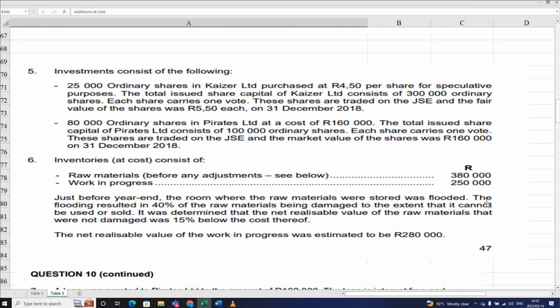And then 80,000 ordinary shares in Pirates Limited at a cost of 160,000. The total issued share capital of Pirates consists of 100,000 ordinary shares, right? So that's 80,000 out of 100,000. So that means 80%, meaning that Pirates is a subsidiary.